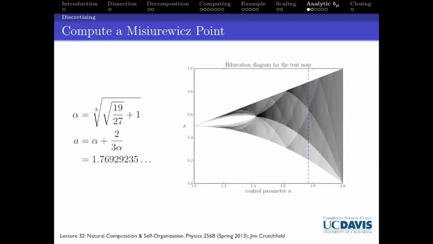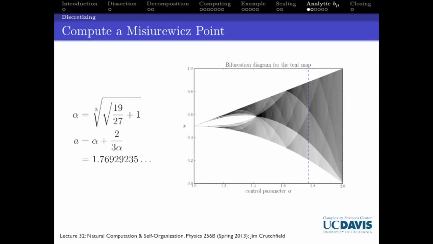And so if we calculate that just by setting f to the 4th equals f to the 5th, or f to the 4th of 1/2 equals f to the 5th of 1/2, we can solve for that and we get this parameter, which is if we set alpha equal to the cube root of the square root of 19 over 27 plus 1, then a is equal to alpha plus 2 over 3 alpha, and we get that. So that's just the solution to this x to the 4th equals x to the 5th.